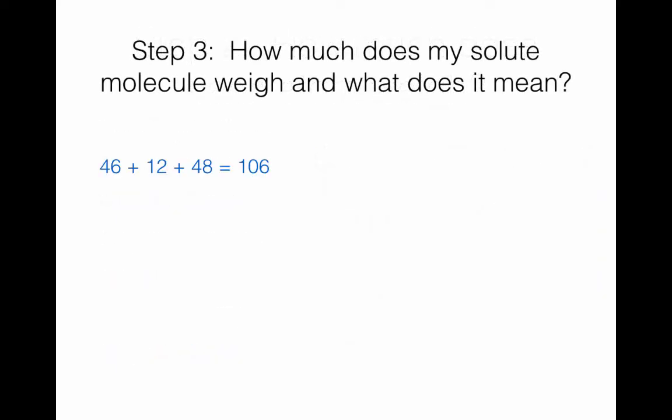Okay, so now I add all of my weights together. I have 46 units of weight in my sodiums, 12 units of weight with my carbon, 48 units of weight with my oxygens. I've got a total weight of my compound of 106 units. Let's talk about these units.